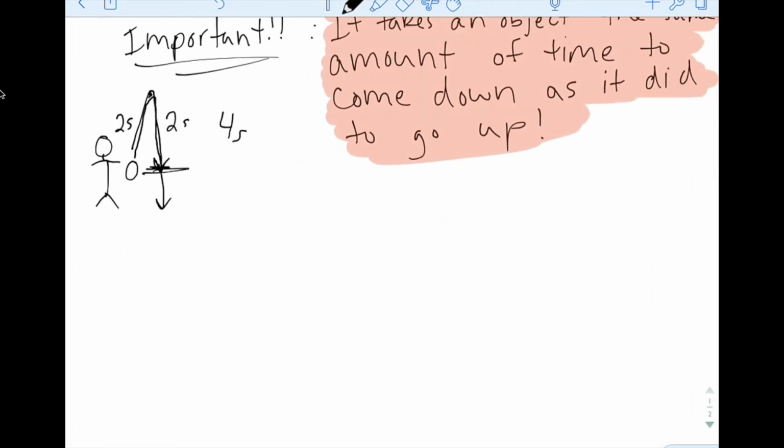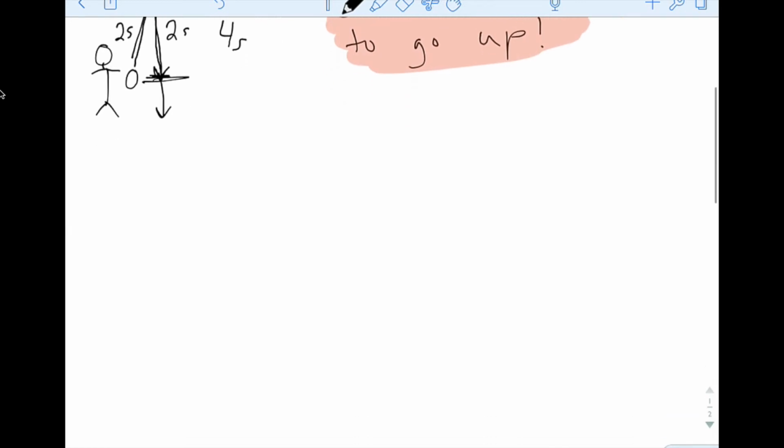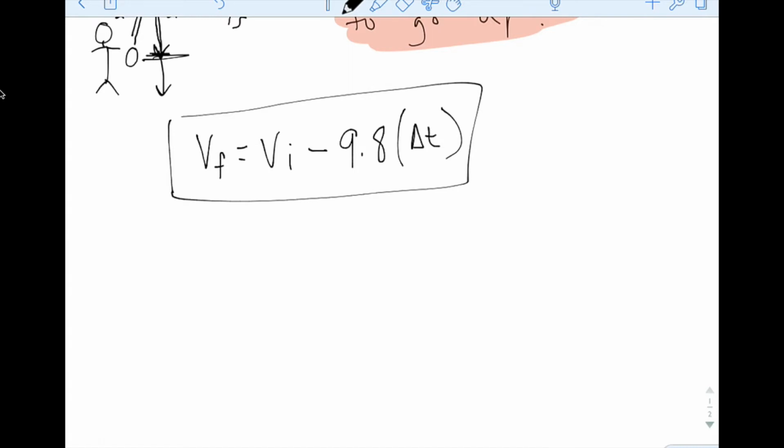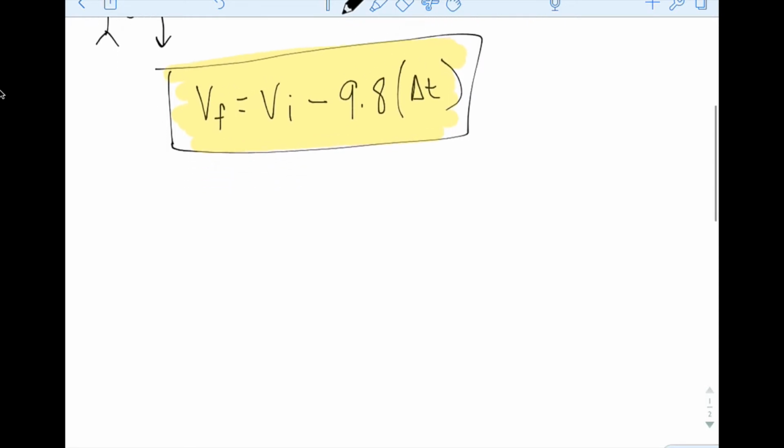Okay, so let's get into some of our equations. The first equation that we used was this. We used VF equals VI minus 9.8 times delta T. And we're going to use that one again. So on your sheet, box that in. If you happen to have a highlighter, go ahead and highlight it because it's going to be important for these just like it was important for the previous ones. Okay? And so there's a couple different ways that we might use this.